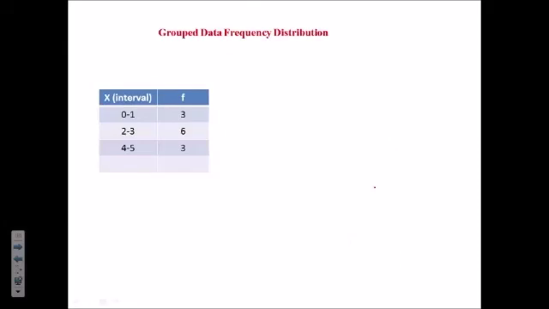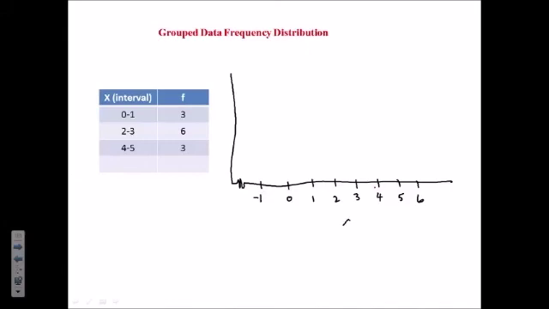Here we have group data. Let's make a graph for the group data. I'm not going to start at 0. Let me start at -1. You'll see why in a minute. 0, 1, 2, 3, 4, 5. Let's go out to 6 for the x's. And for the frequencies, we go up to 6. So here's 6, and here is 3.